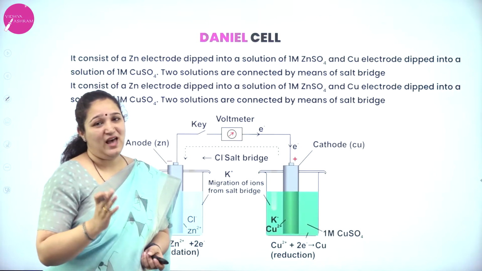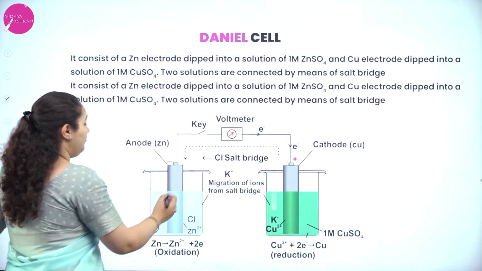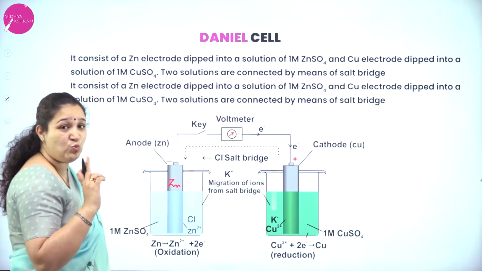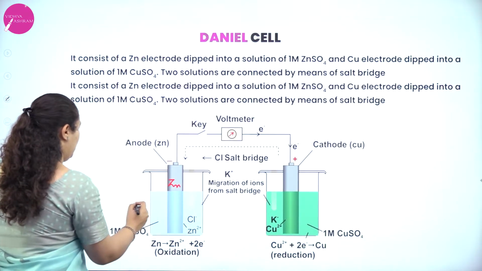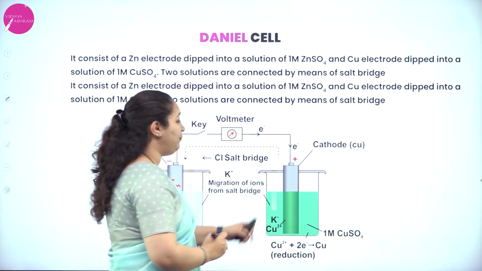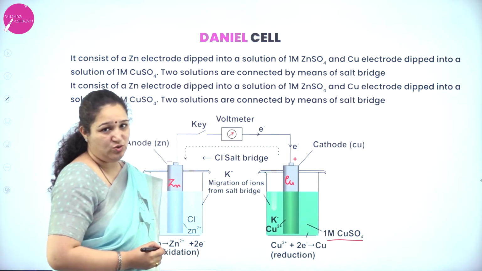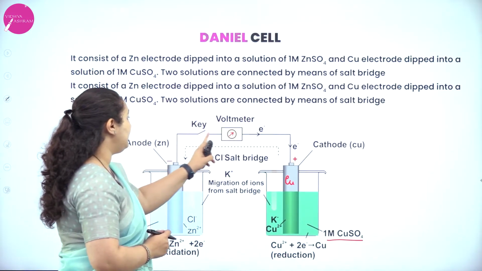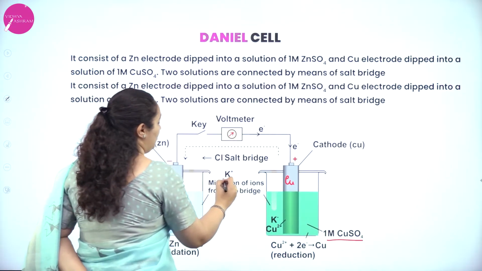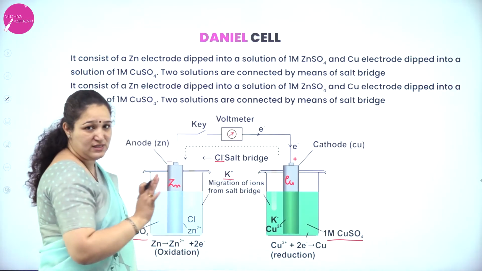Next is about the Daniell cell. What is a Daniell cell? A Daniell cell consists of zinc metal dipped in zinc sulfate solution, that is 1 molar zinc sulfate solution, and copper metal dipped in 1 molar copper sulfate solution, and both are connected through a wire through the voltmeter, and there is a salt bridge with potassium ions and chloride ions which is added so that the circuit is complete.